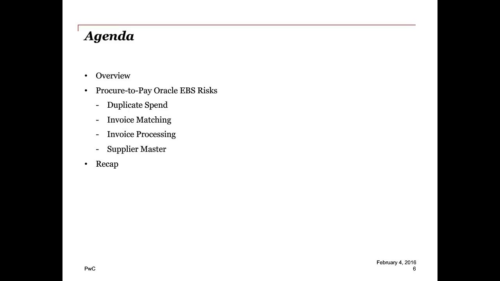So for the agenda, we're going to quickly touch on the risks that we're going to cover in depth. Then we're going to talk specifically about duplicate invoices and expenses, the risks associated with that, invoice matching, invoice processing, Supplier Master, and then we'll conclude and hopefully get to questions.